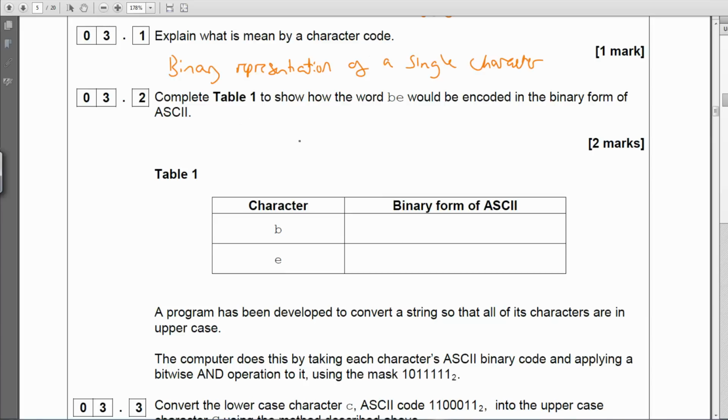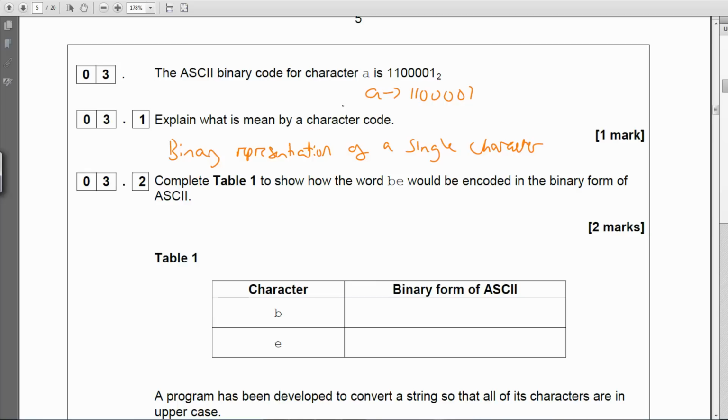Okay, so the next question is asking us to complete table 1 to show how the word B would be encoded in the binary form of ASCII. So we're going to have to use this information for A equals this. The way it works in ASCII is the character codes are all lined up, so B is going to be the number after A, and then C will be after B. So we need to use this information.